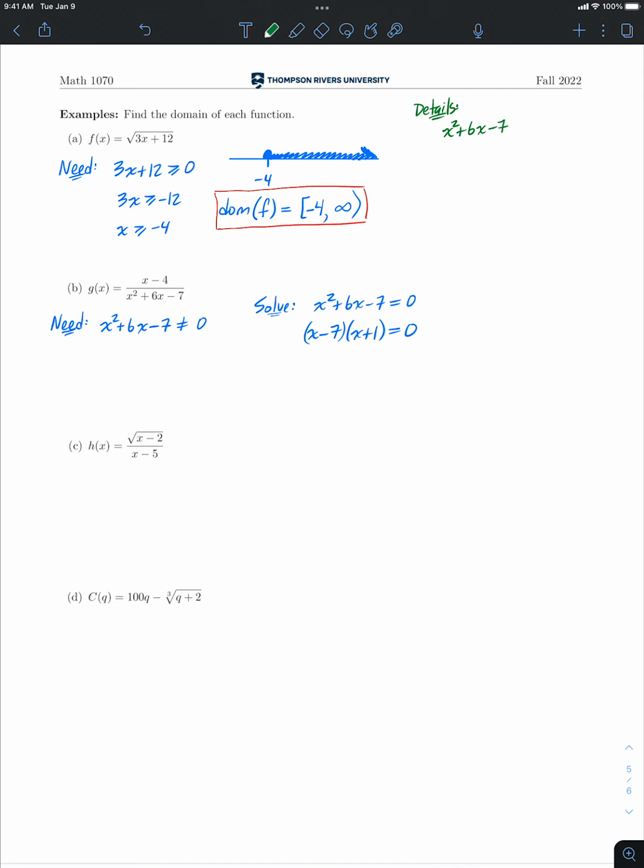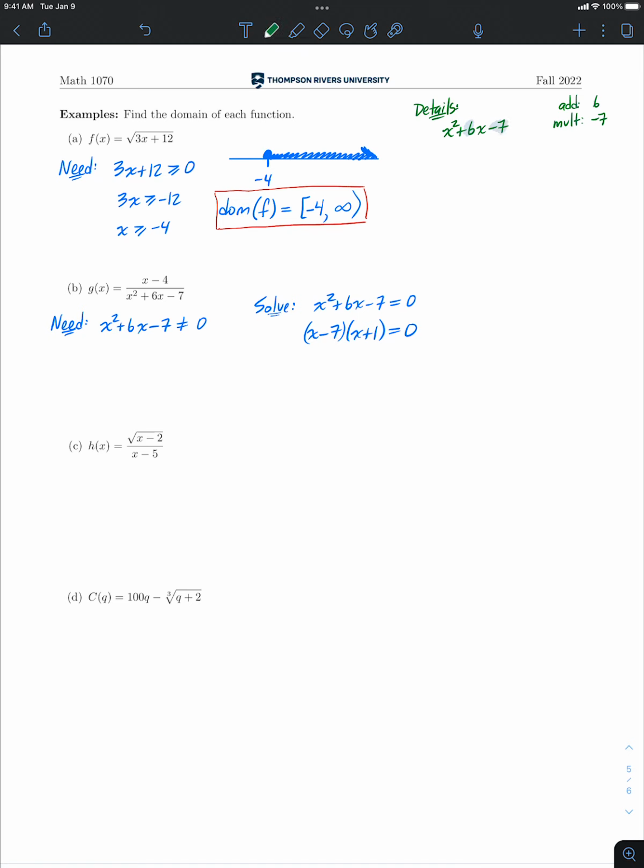Whenever you're trying to factor a quadratic, remember what you're doing. You're looking for two numbers that add to the coefficient of your middle term. So you want them to add to 6, because that's the coefficient of your x term, the middle term. And you want the two numbers to multiply to your constant term, which in this case is negative 7. So that's where that's coming from.